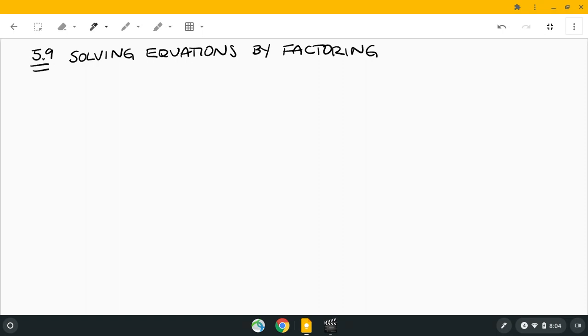All right, zero property. That's what we're going to be using here. We're going to be factoring and then using the zero property, and I will go over what the zero property is in a second. So, the zero property.